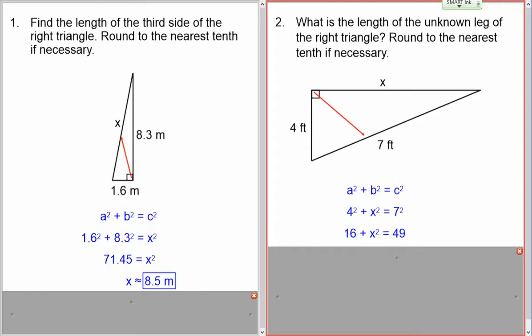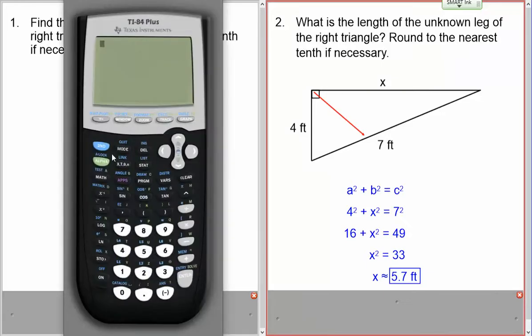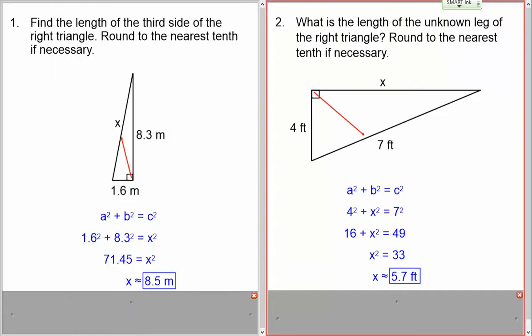So 4 squared is 16. 7 squared is 49. You subtract 16 from both sides and then take the square root of both sides, and the square root of 33 is about 5.7. Again, let me show you in the calculator, a nice little shortcut. The square root of the hypotenuse squared minus the leg squared will give us the length of the other side. There it is, 5.7. So you don't even need to really know this 33. If you really know the theorem and you know how to use the calculator really well, there are some shortcuts.